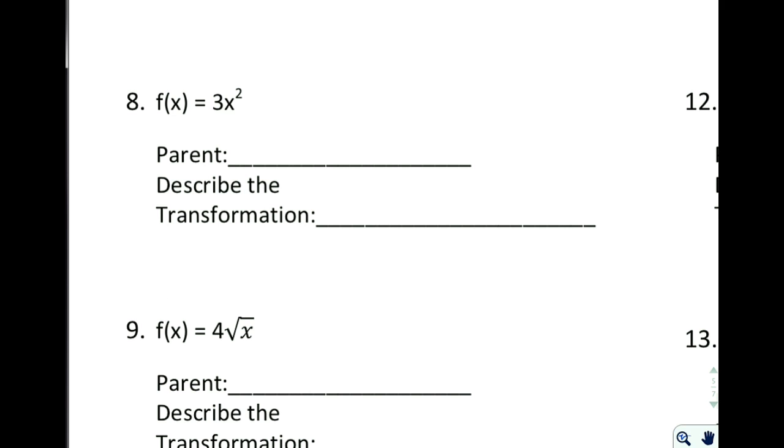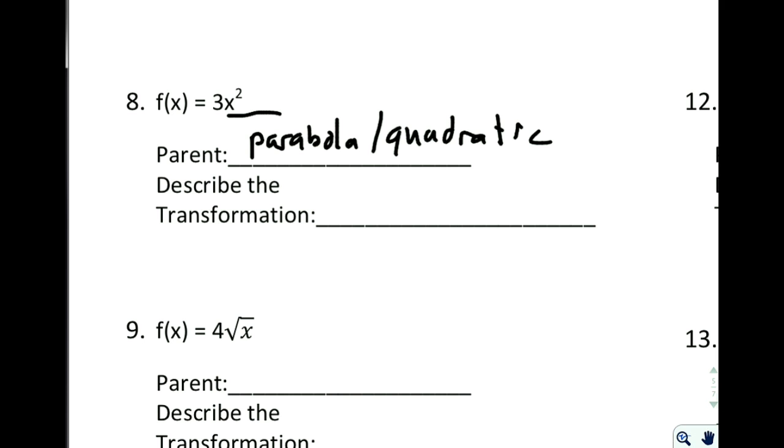On number 8, I see my x squared right here and recognize that my parent function is going to be parabola. You might also see that written as quadratic. So either of those refer to the same thing. Describe the transformation. Well, there's nothing being added next to the x, so it's not going to go left or right. And there's nothing being added outside here, so it's not going to go up or down. But there's a 3 there, and that 3 has to mean something. And what that 3 tells us is how much the parabola is being stretched.